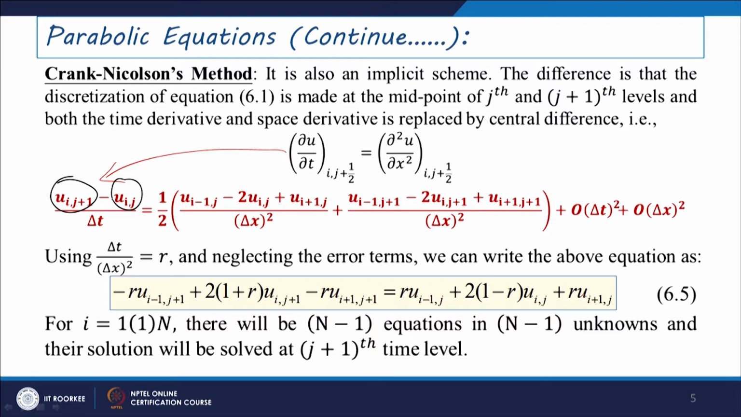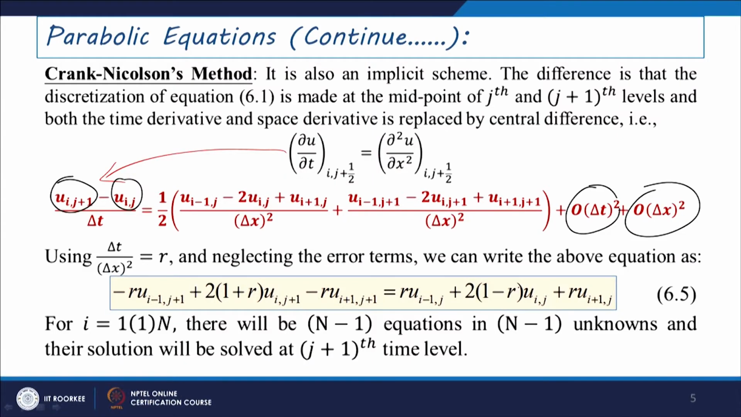And this order of approximation, if you see the central difference approximation for the first order derivative, is considered as the order of delta t here, and for the central difference scheme for the second derivative, we find that it is the order of del x square here. And as usual, as we have used in the earlier slides, if we consider r equals del t by del x whole square and neglect the error terms, then we can rewrite the above equation as follows, since we are evaluating the (j+1)th level values, the unknown level values.